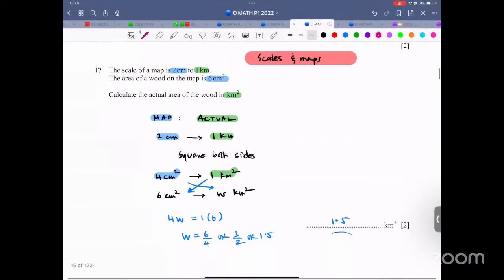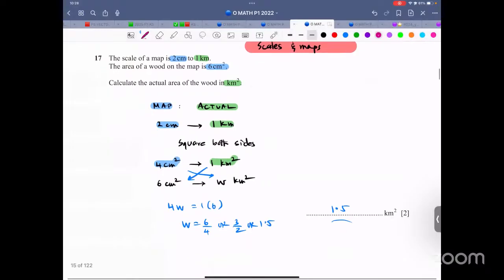Scales and maps, something very, very important. Again, a basic numbering question. Now, a lot of these things in maths are related to what you call ratios. So now it says the scale of a map is 2 centimeters to 1 kilometer. The area of a wood on the map, that means a forest, is 6 centimeters square. Calculate the actual area of the wood in kilometers square.